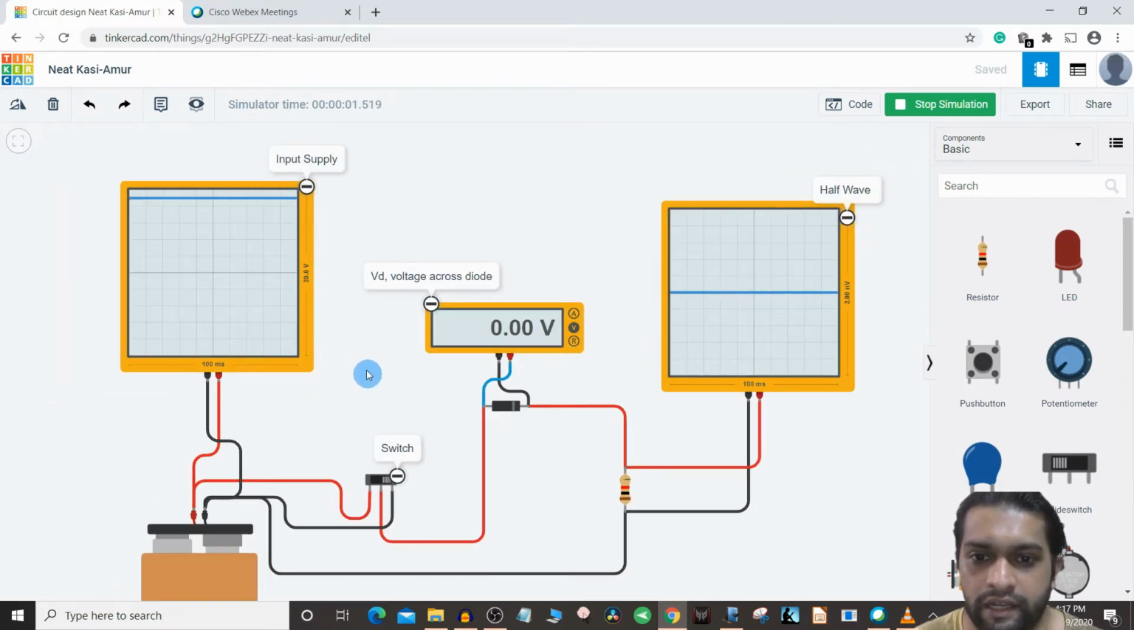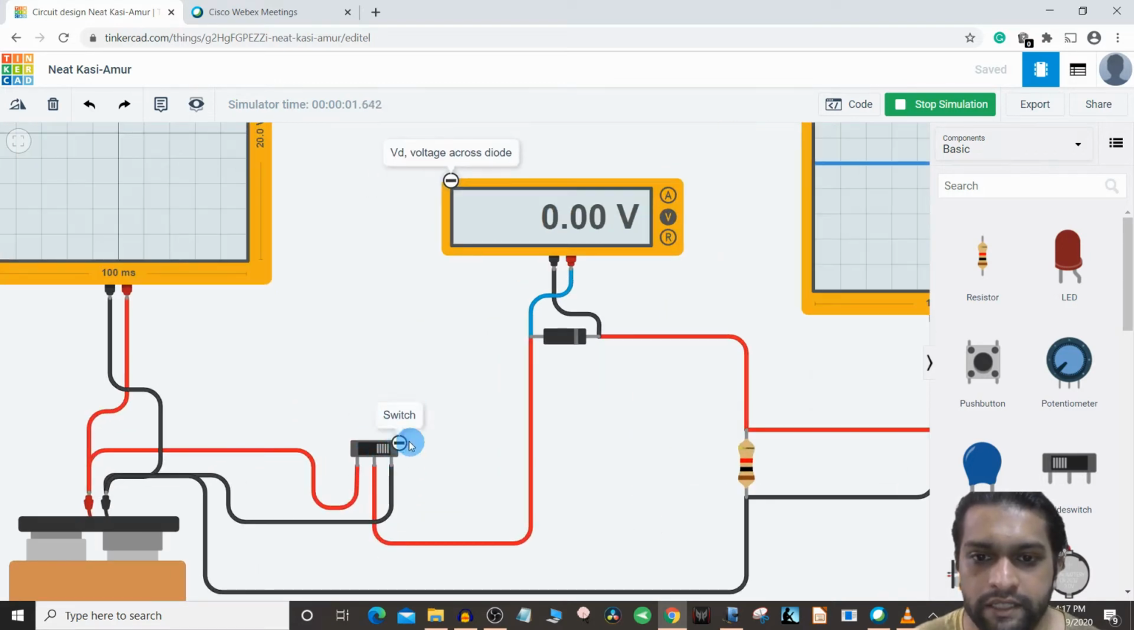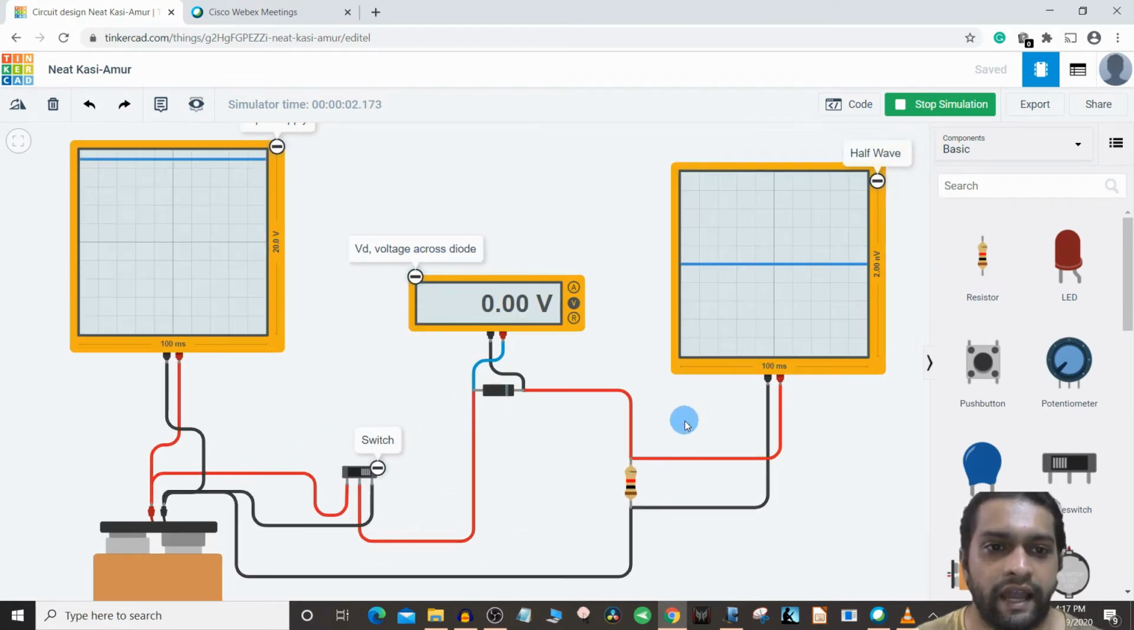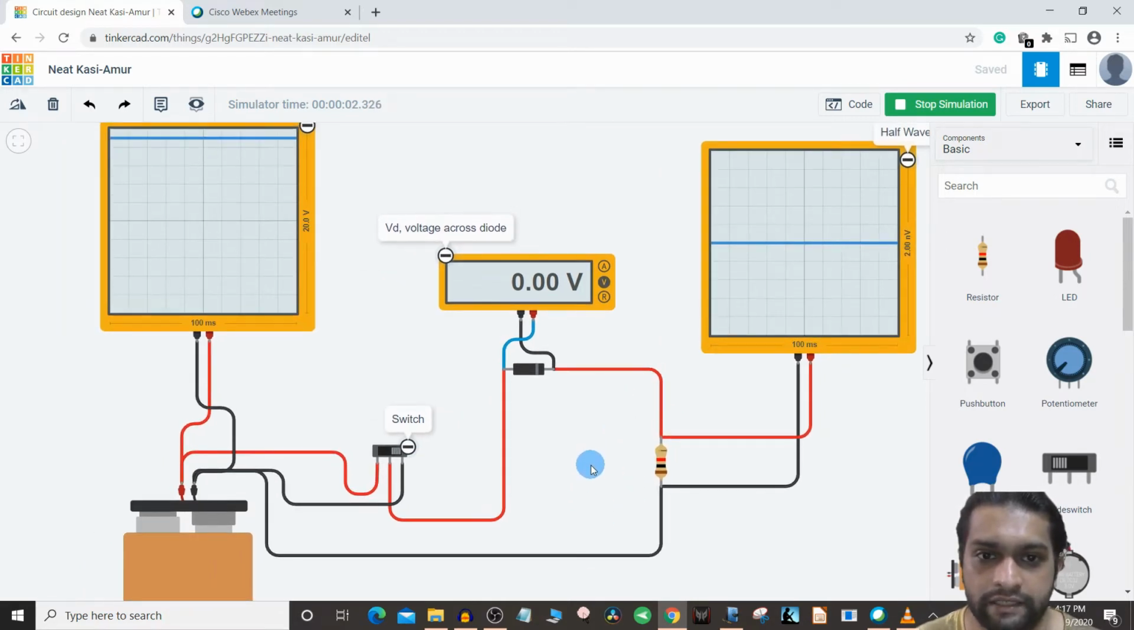Here you have a switch. At this point, in this position, the switch is giving 0 volts to the diode. If I put the switch in the other position, you will get 9 volts, which will apply the positive voltage to the diode. This is the diode, and this meter measures the voltage across the diode. Then I have kept a simple resistor here, and this oscilloscope is going to measure the voltage across the resistor. I have already started the simulation.